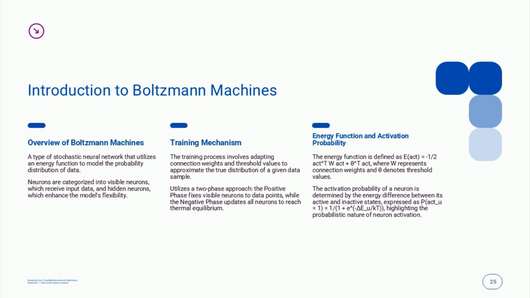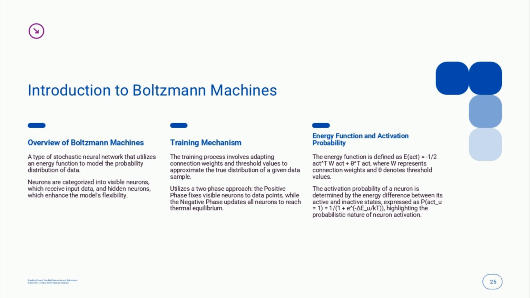Visible neurons are the ones you can see. They handle the input data like the ingredients in a recipe. Hidden neurons work behind the scenes like a chef, combining those ingredients in innovative ways to enhance the final result. This dual setup gives Boltzmann machines their flexibility and power.